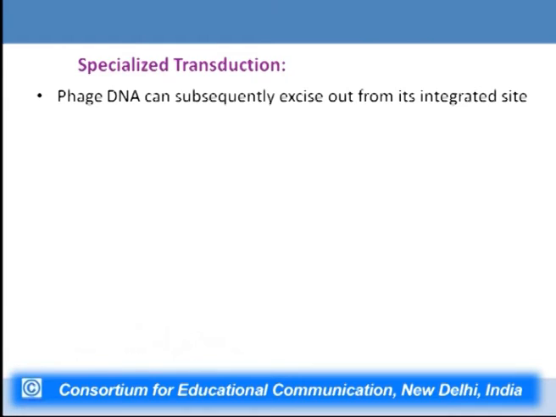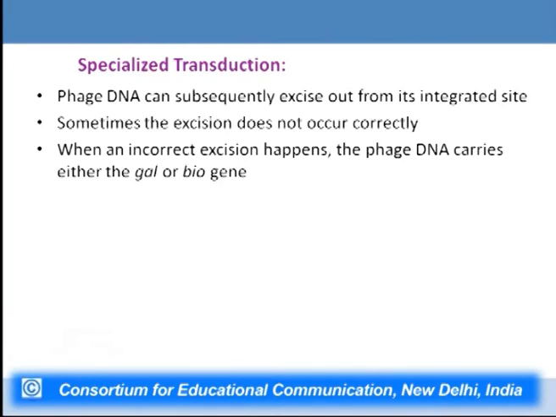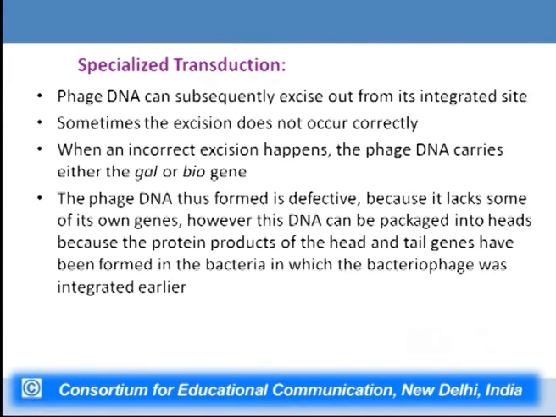The phage DNA can subsequently get excised from the integrated state. Sometimes the excision does not occur correctly. When an incorrect excision happens, the phage DNA carries either the gal gene or bio gene with it. The phage DNA thus formed is defective because it lacks some of its own genes.